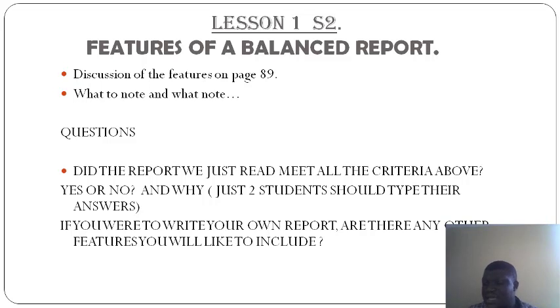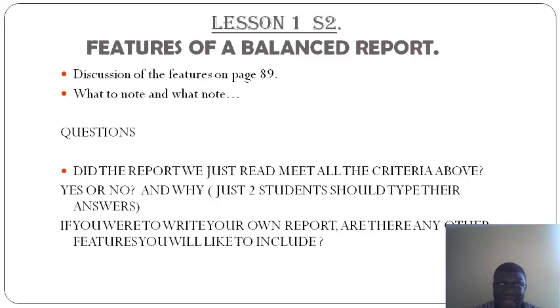Number 1, it has a heading and is divided into paragraphs. Number 2, the introduction states the issue, as you have just seen. Number 3, there is a conclusion that summarizes both points, giving recommendations. Number 4, it is fair to both sides. Number 5, each view is supported with reasons or evidence. So we have 3 points for or 3 points against, for example. And then number 6, the language is formal and unbiased.